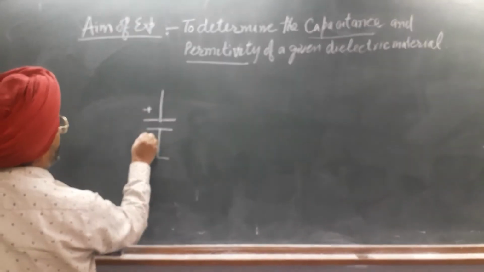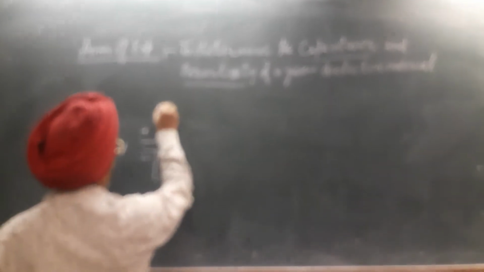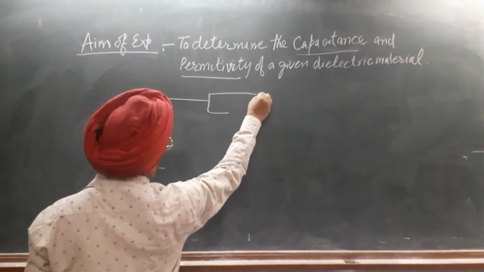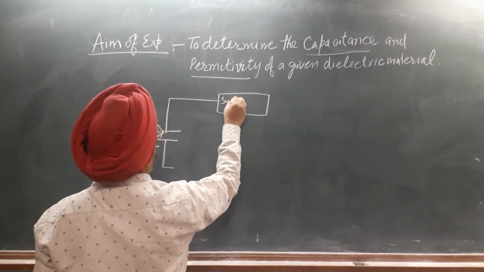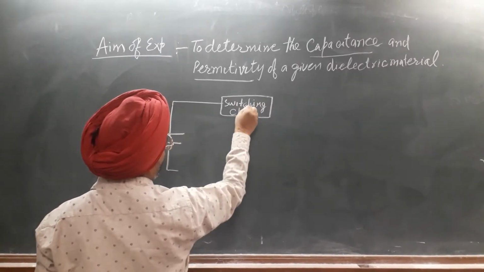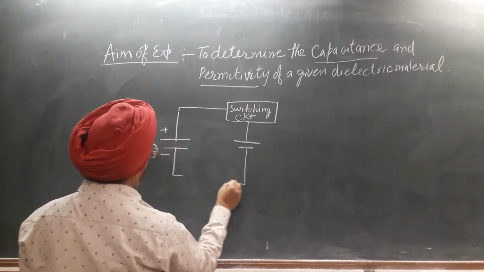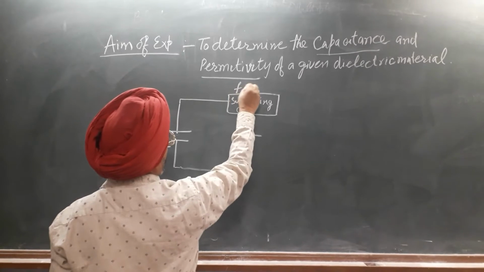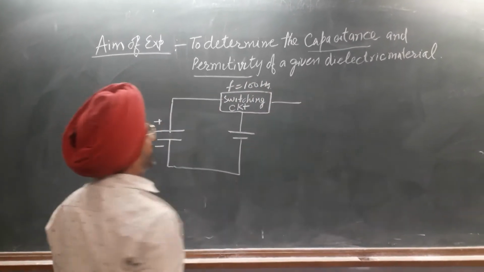First of all, this is the 6-volt DC power supply. This is used to charge the capacitor. Next is the switching circuit. This switching circuit is used to charge and discharge the capacitor, and its frequency is 100 hertz.